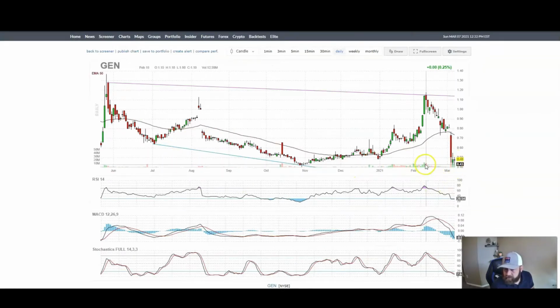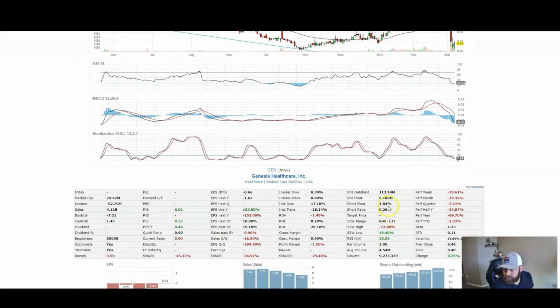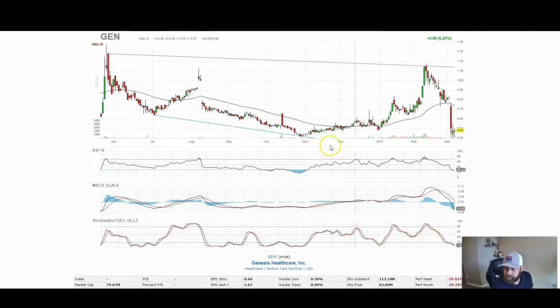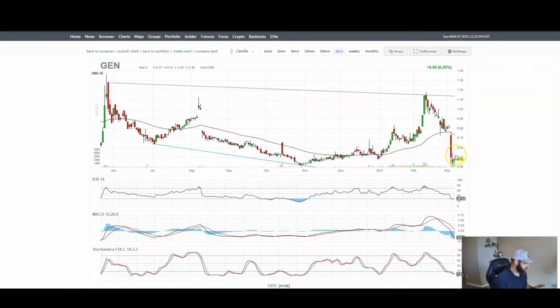Could be finding some support. Looks like 43 area from this candlestick right here. The wicks of these, 63. Yeah, we can go ahead and put this on the list as well.